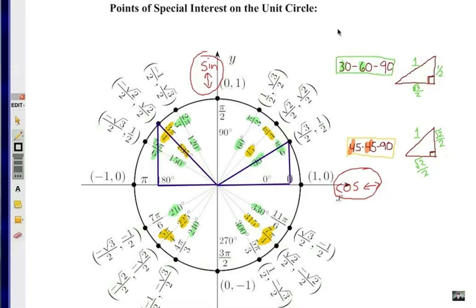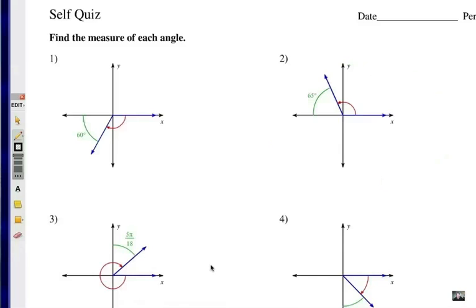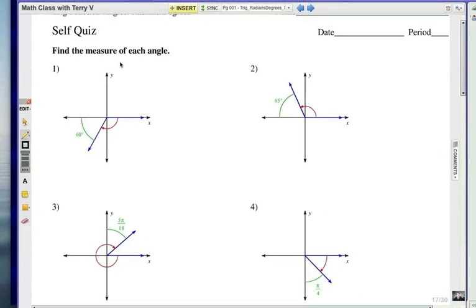Let's get started. Alright, these first 4 problems just identify the measure of each angle. Now let me give you a hint. If we're looking at the blue angle here, if you're going backwards, which is clockwise, that's a negative angle. If you're going counterclockwise, that's a positive angle. Looking at the clues, figure it out.